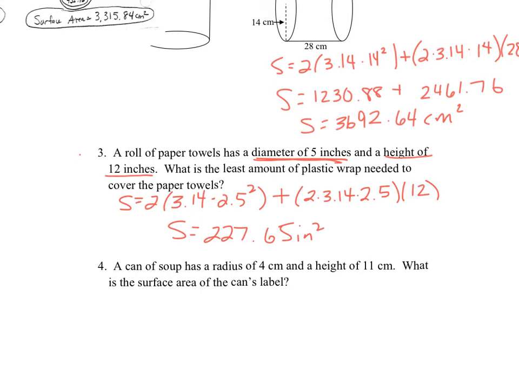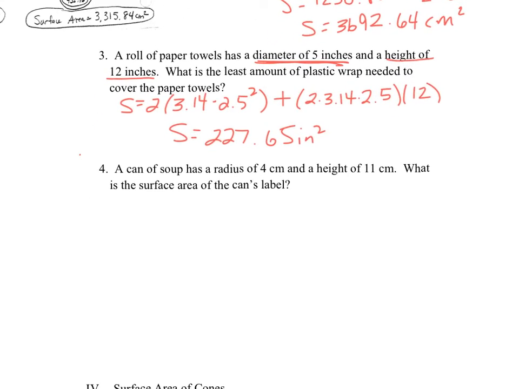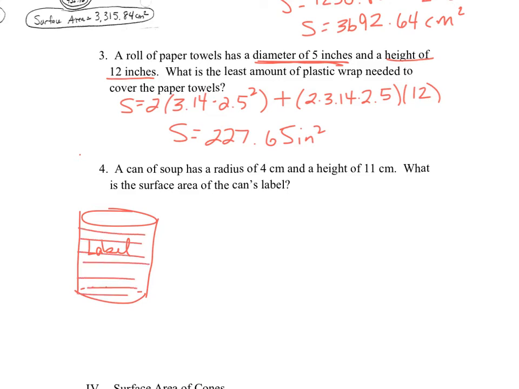So the next one says a can of soup has a radius of 4 centimeters and a height of 11. What is the surface area of the can's label? So this was a little bit different. If you take a look at it, if you do like a can, I'm not the best drawer, and you think about the label on the can, that label goes only around the outside of your can. So what the label doesn't include are the tops, or the top and the bottom, the bases of that.